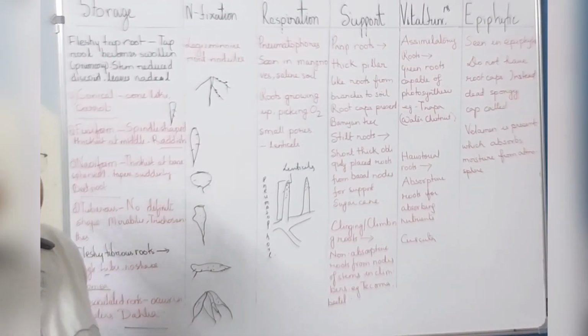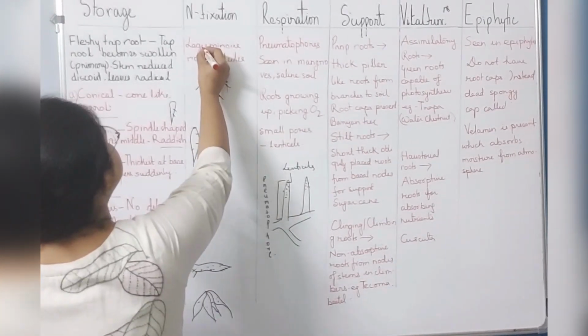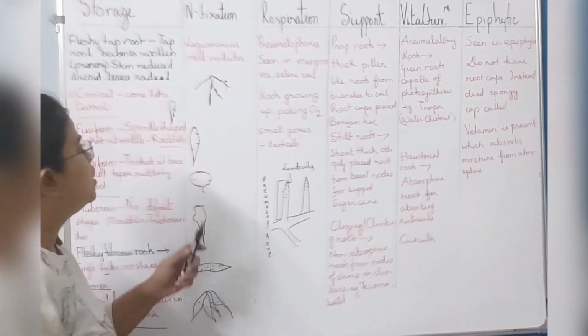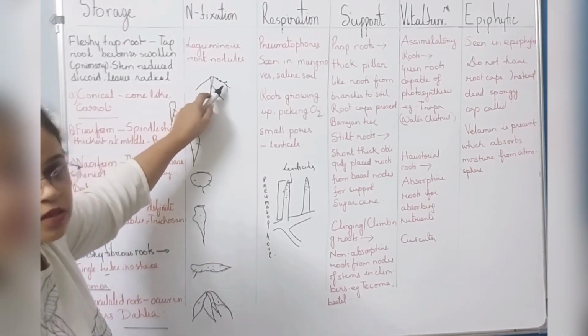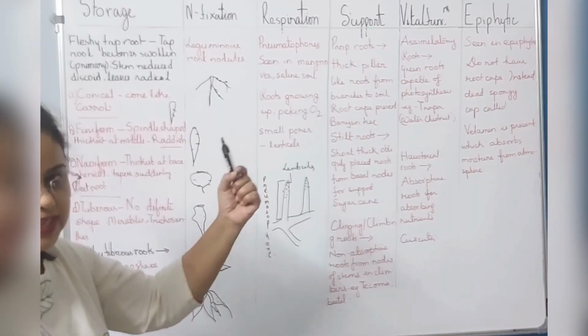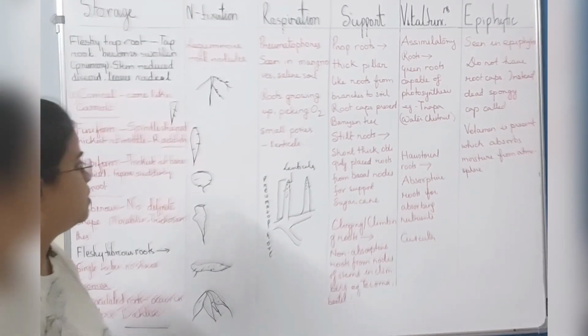Then for nitrogen fixation, ये हमें कहाँ देखने को मिलता है? In leguminous plants. Why the writing is like this? This is the taproot. In the secondary branches, do you see these nodules? Swollen छोटे छोटे बीड्स जैसे structure हो जाता है, which houses the nitrogen fixing bacteria.